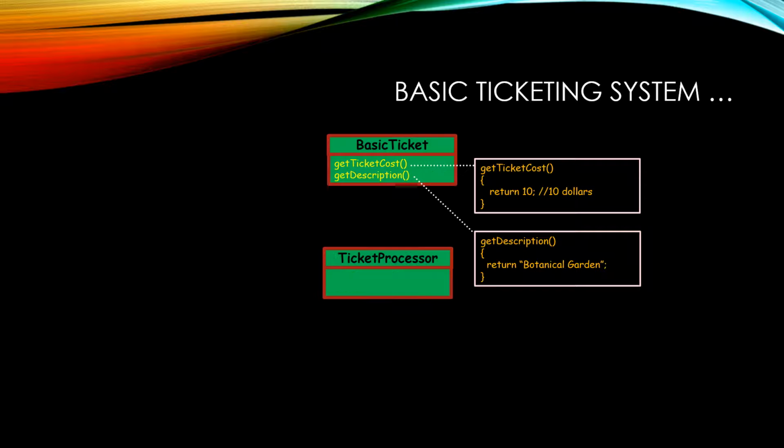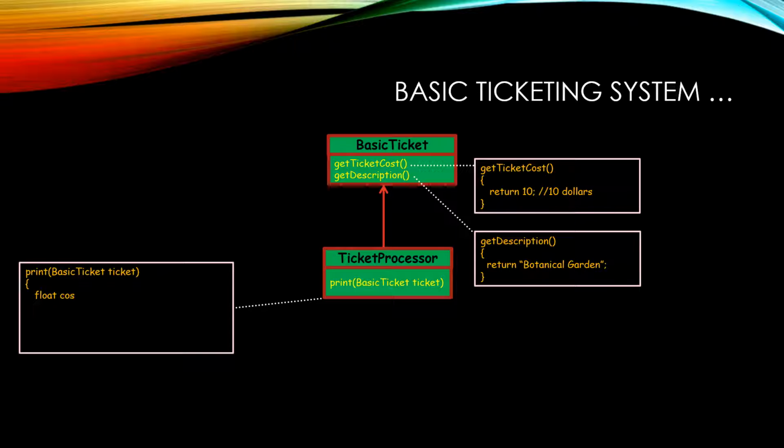The other class is called Ticket Processor, responsible for printing the ticket. It calls methods on the basic ticket object to get the cost and description. Then it uses the information to print the ticket. The reason why we have a separate class for this is because in future we want this class to also email the ticket when they introduce online booking.